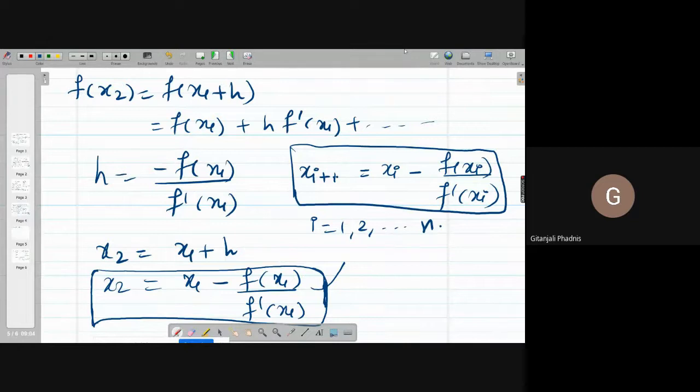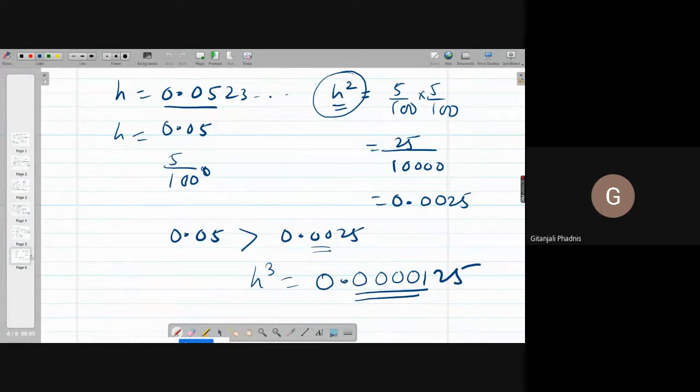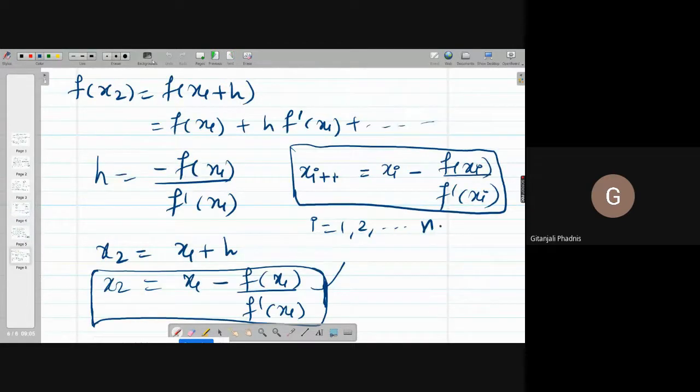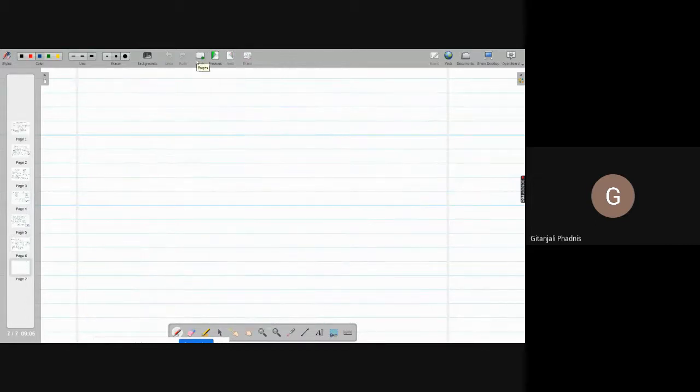Have you understood it? Yes, ma'am. As you people have studied Taylor's expansion formula, we are expecting you to use Taylor's expansion formula in the derivation. Okay, there is another technique, which, I mean, geometrically, how will you do this now?